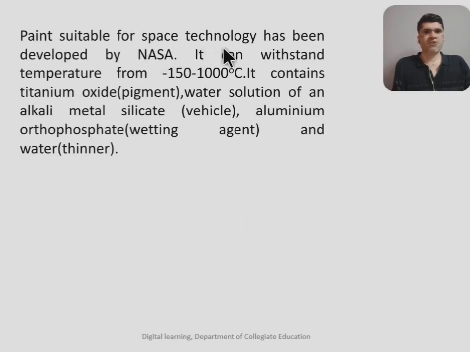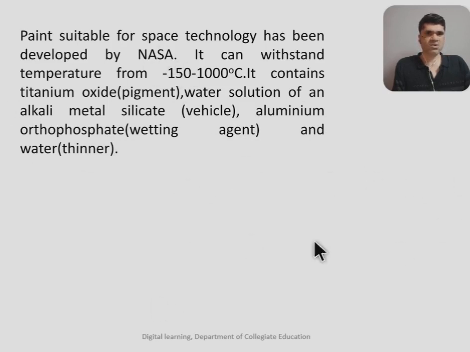Paint suitable for space technology has been developed by NASA. It can withstand temperatures from -150 to 1000 degrees centigrade. It contains titanium oxide pigment, a water solution of an alkali metal silicate which is used as vehicle, aluminum orthophosphate which is used as wetting agent, and water as thinner.